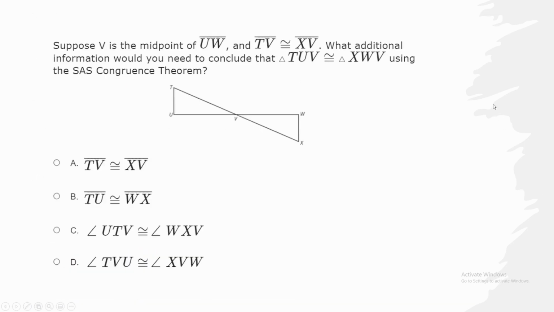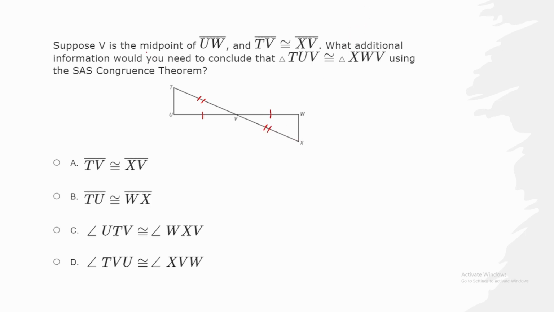Awesome. Next problem. It says, suppose V is the midpoint of UW. So we're going to need to show things here, right? So let's mark that off right away. If V is the midpoint, that means UV and WV are congruent. Those two segments right there are going to be congruent. And it also says TV is congruent to XV. So TV right here and XV is right there.